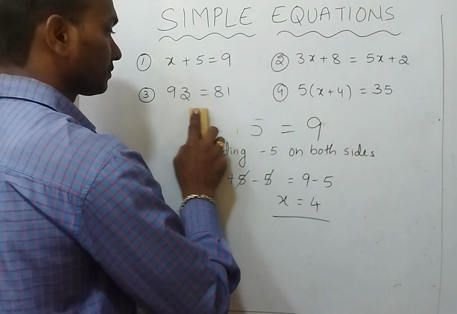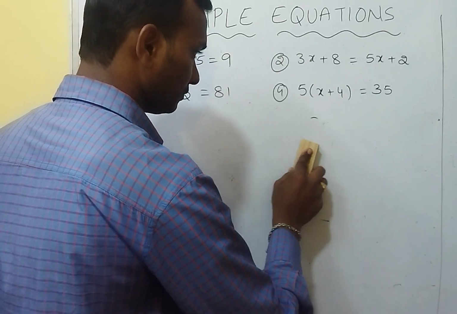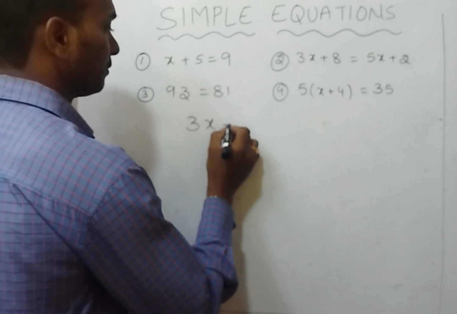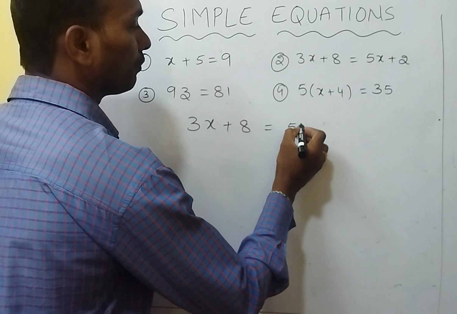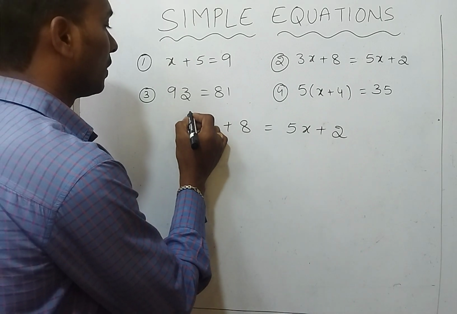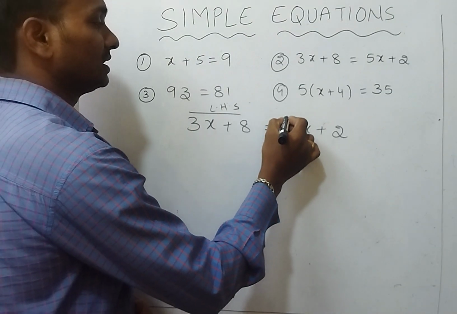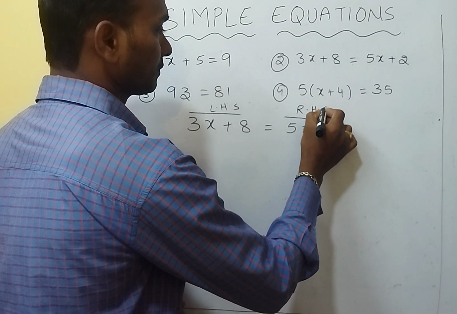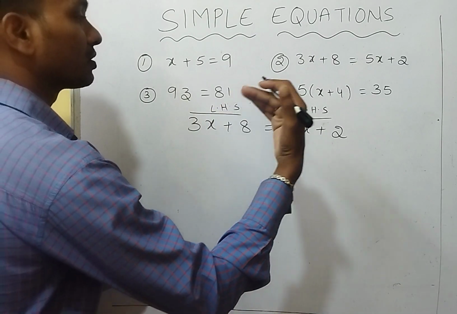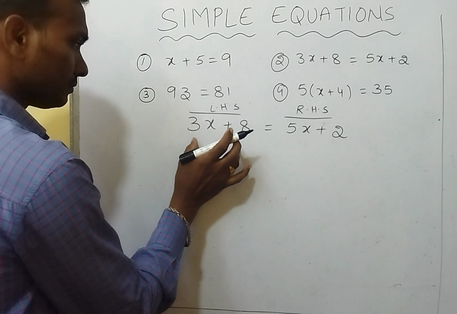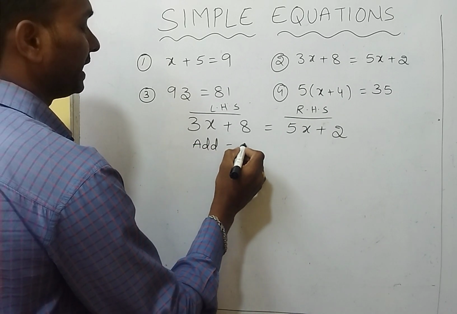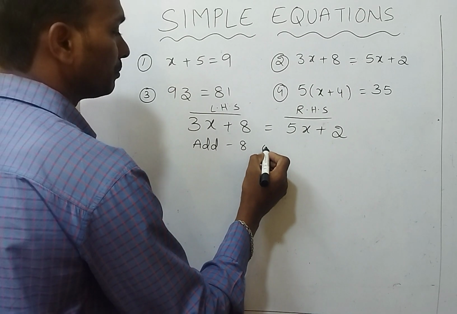Next we will see one more question. 3x plus 8 equals 5x plus 2. In this question, this is called the left hand side. This is called the right hand side. Variable should be on the left, number should be on the right. So first we will eliminate this 8. Add minus 8 on both sides.